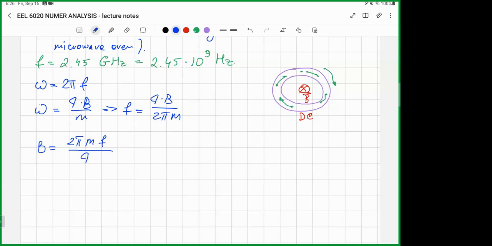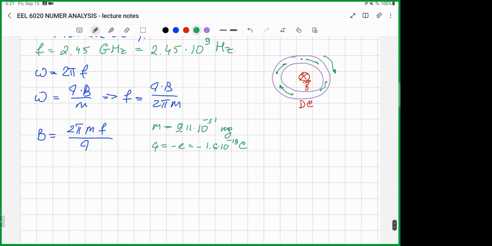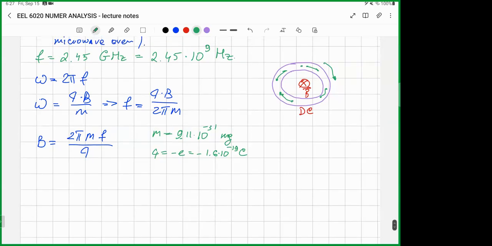Okay, so now I recall that the mass of one electron is around 9.11 times 10 to the power of minus 31 kilogram. The charge of the electron is minus 1.6 times 10 to the power of minus 19 coulomb. And the frequency is 2.45 times 10 to the power of 9 Hertz. Okay, so I can go ahead, substitute these values and get the value for the magnetic field.